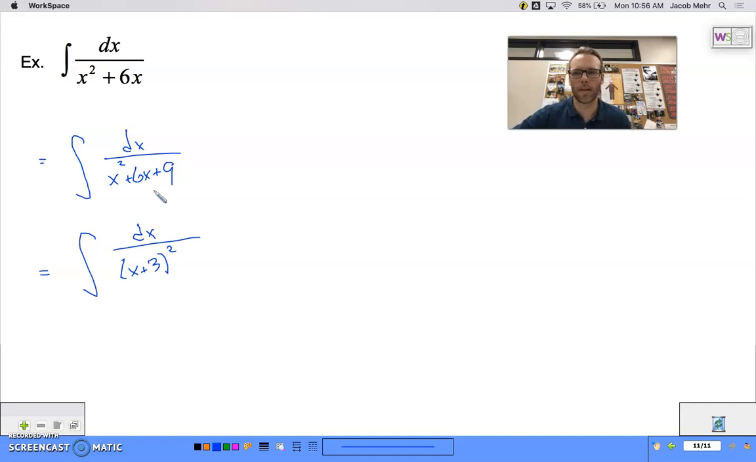Okay. However, we can't just add 9. That changes things. If we add 9, we also have to subtract 9, so we're not really changing the value. So what I'm doing is adding 9 and subtracting 9. Now, this first part is still x plus 3 squared, but now it's minus 9. Do you see that we have something squared minus 9? And we should be able to handle this.